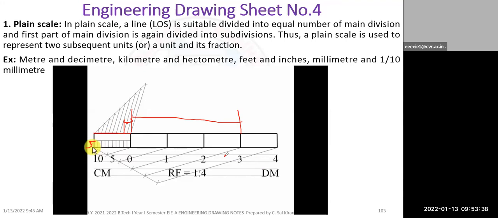Suppose I want to highlight 2.8 decimeters, then I will highlight 2 from this side, and I will highlight 8. This is 10, 9 and 8. So I will highlight the 8th point. This will be 8 centimeter, and this will be 2 decimeter. So the total becomes 2.8 decimeter. Like that you have to make the divisions.